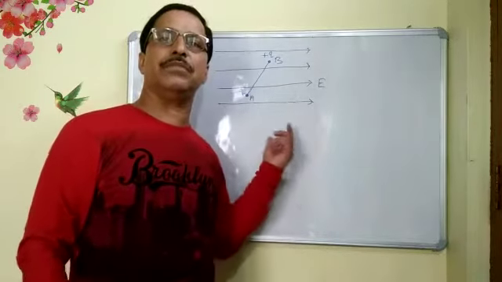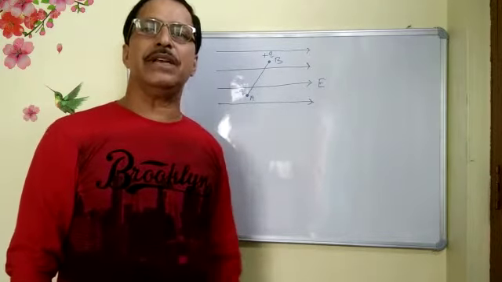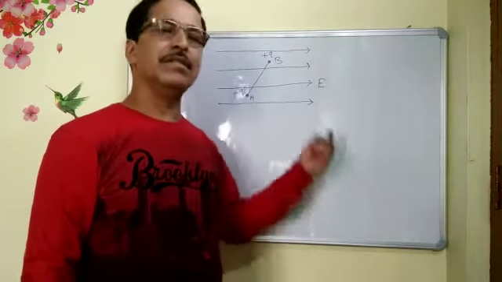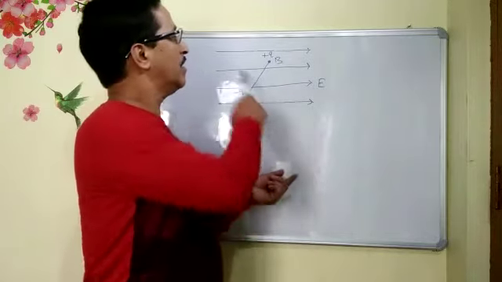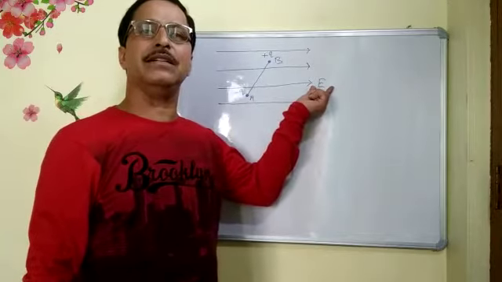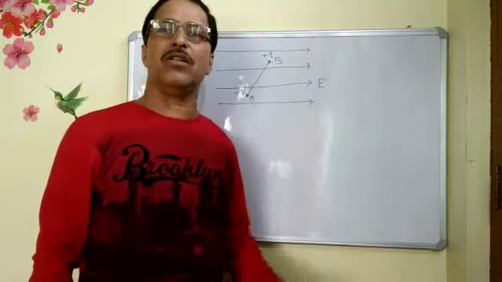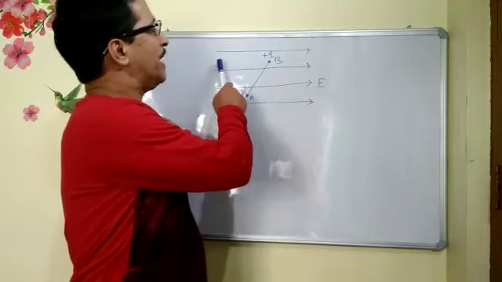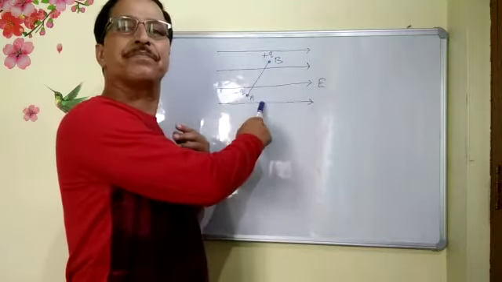Today I am taking up the topic: the torque experienced by an electric dipole in a uniform electric field. This diagram represents a uniform electric field directed from left to right, and it has the strength E at every point. This field can be called two-dimensional due to the fact that it is spreading from left to right as well as from top to bottom on this board.